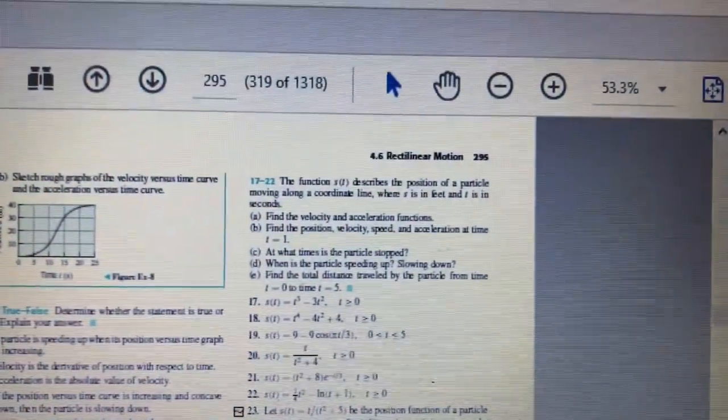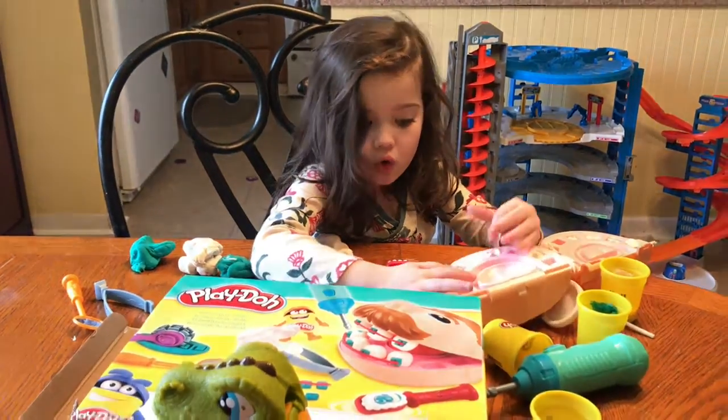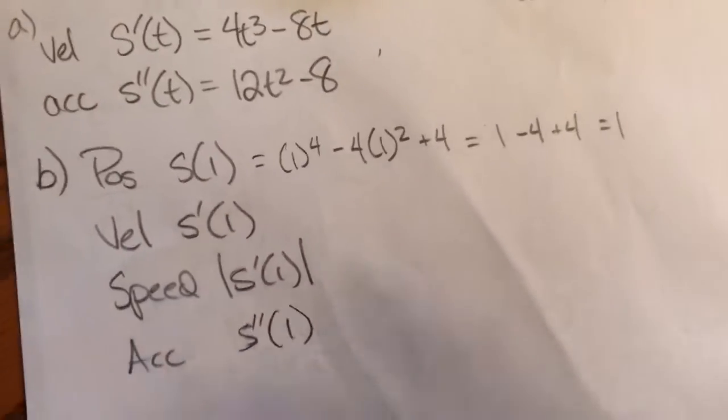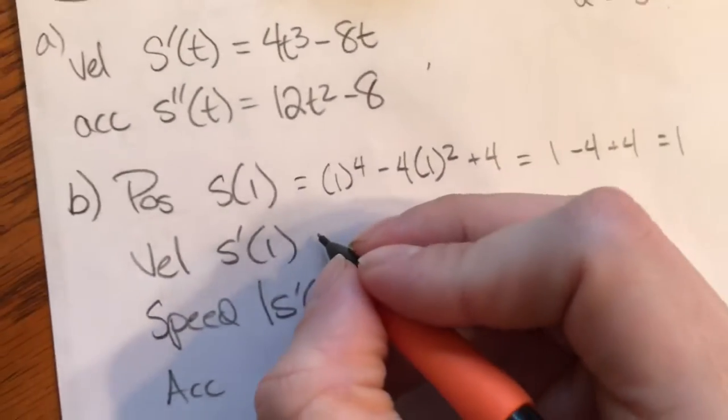Feet. 1 foot. 1 foot. How many feet do you have? 2. That's right. But the position here is 1 foot.